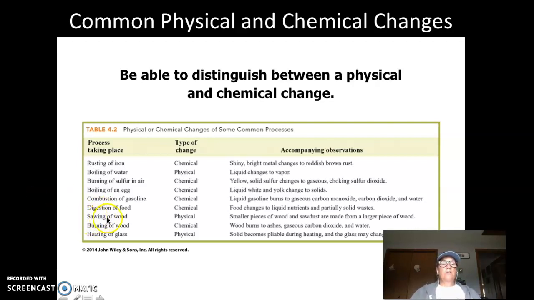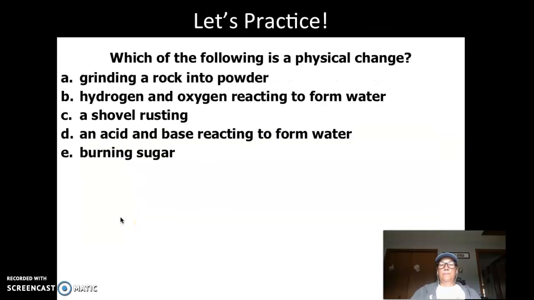Okay, here we have sawing of wood, physical, burning of wood, and again, burning. Anytime you say burning, okay. Glass, if you heat glass, instead of being a solid, it's going to be a liquid. It's going to change its shape, but it's still glass, okay? So again, if you have the start and end with the same substance, it's physical. If you end up with a new substance with new properties, that's chemical, okay?